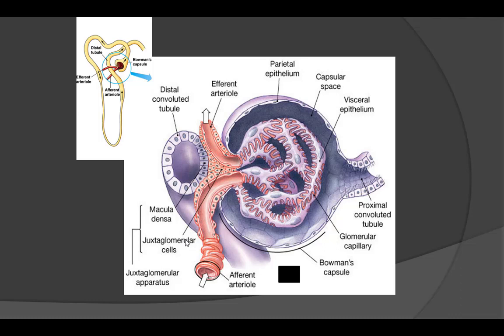What else you think could be the function of this arrangement, where the distal tubule of the same nephron is passing very close to the glomerulus? In addition to producing renin, what other function you think it could perform?